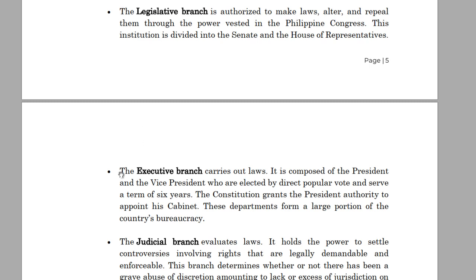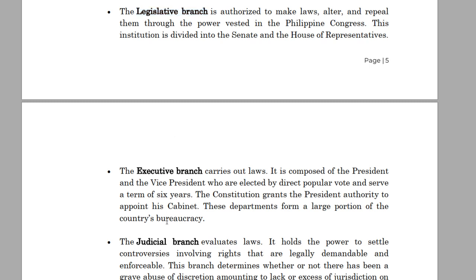First, we have the executive department. It is the branch of the government that carries out laws. This particular branch of the government implements and executes the laws that are being formulated in the legislative department. So these legislative, executive, and judicial branches of the government are co-equal, meaning to say walang mas makapangyarihan. They all serve a certain purpose and they are subject to check and balance by each other.